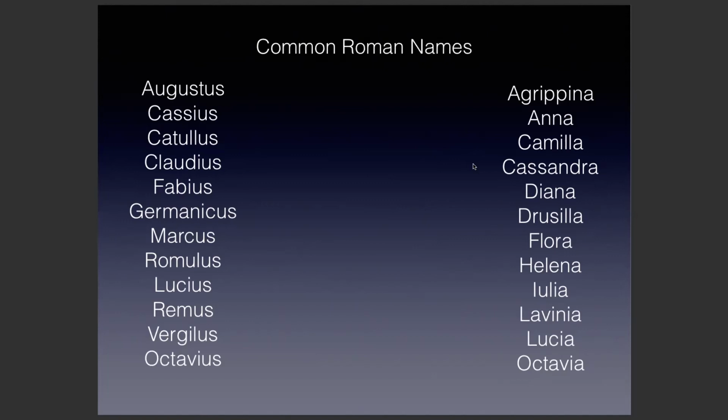Flora. Flora literally means flower, right? And we get the word flora, floral, flowery, right? That sort of thing. That's where we get that from. Helena, right? Helena is the name Helen. It is another ancient Greek name.